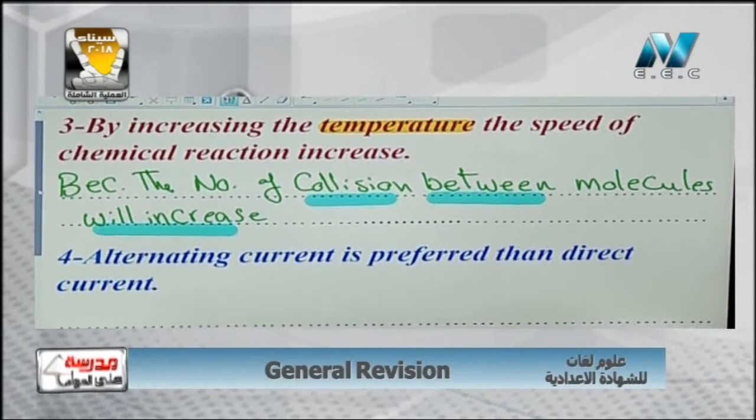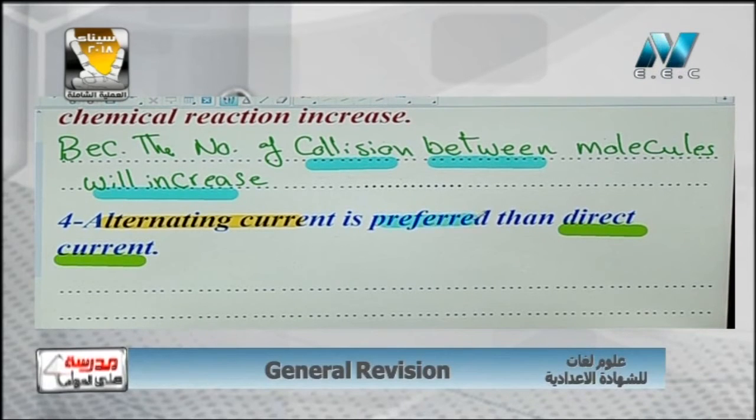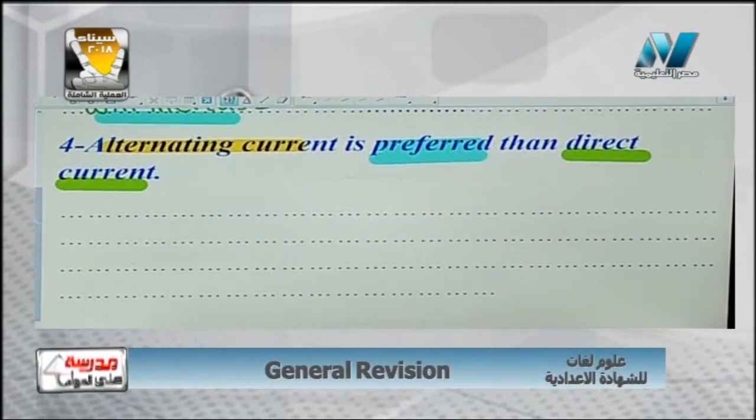Okay? Number 4, alternating current is preferred than direct current. Of course, here we have many reasons. We talk about AC as alternating current, and at the same time we talked about the direct current or DC. So why we prefer to use alternating current than direct current? Why? Of course, we have the advantages, or مميزات, of alternating current.